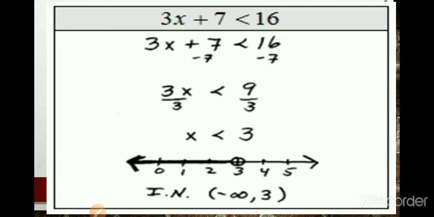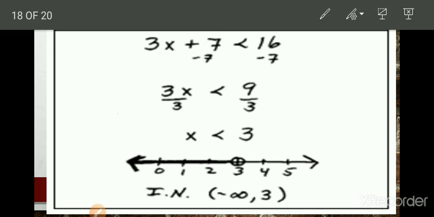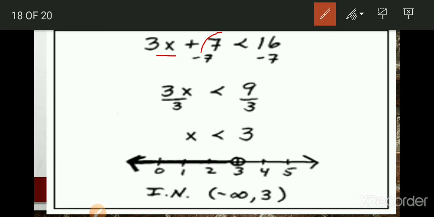Here, let us solve this problem. See, you want only the x term here, right? So first remove this. By subtracting 7, what you will get, 3x plus 7 minus 7 less than 16 minus 7, you will get 3x less than 9, right? 3x is less than 9 you will get. After that, you don't want this, you want only the x term. So we will divide it.